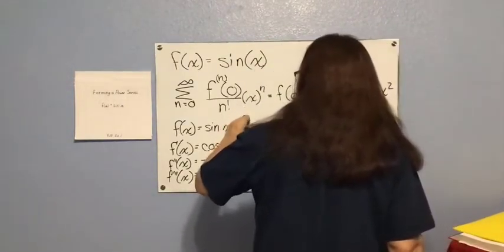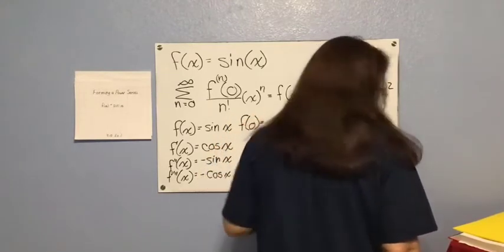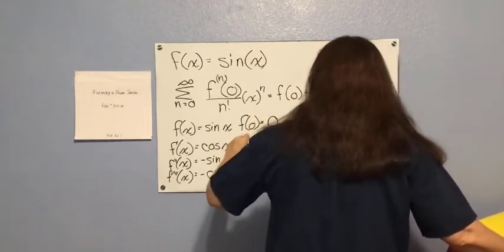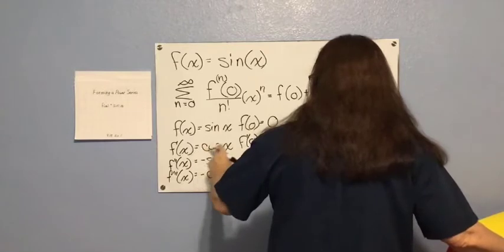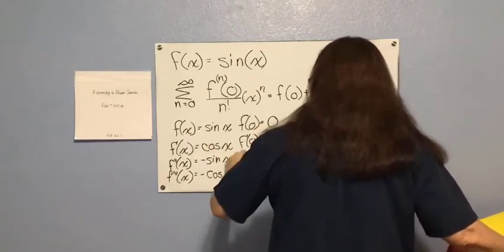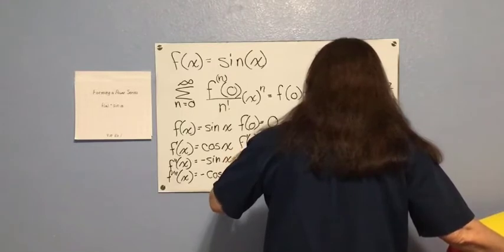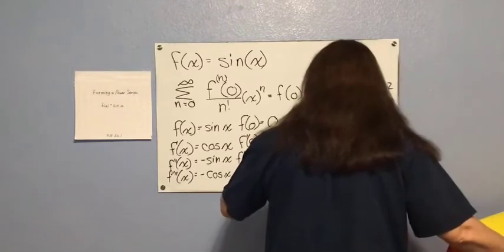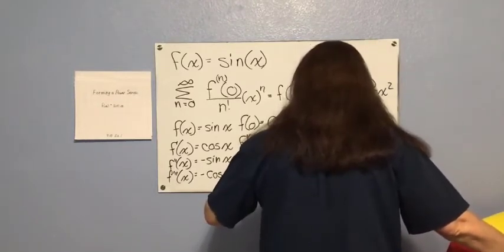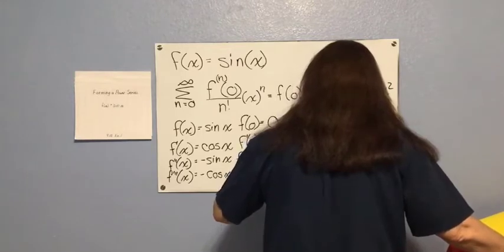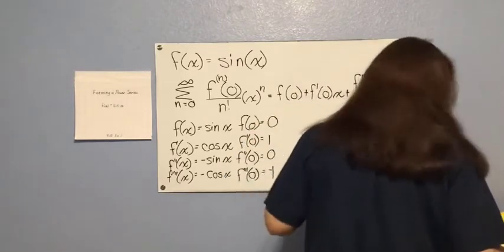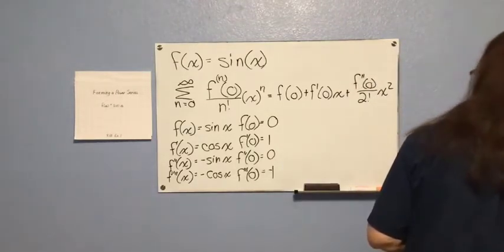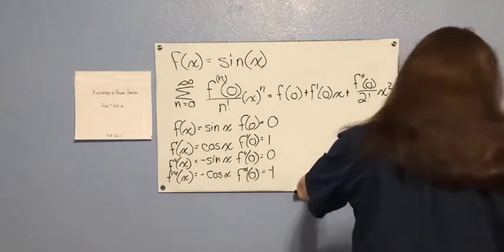So let's put in some values. f of 0 is going to be sine of 0, so 0. f prime of 0, so cosine of 0, is 1. The second derivative is going to give me 0 again. And the third derivative gives me negative 1. And then I just keep repeating that pattern. Okay, so that gives us a power series.